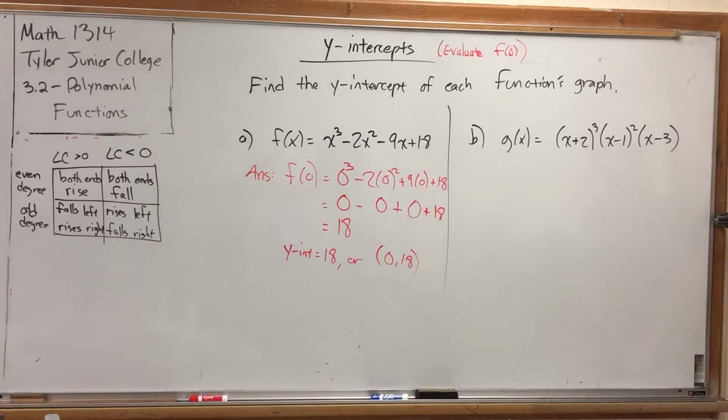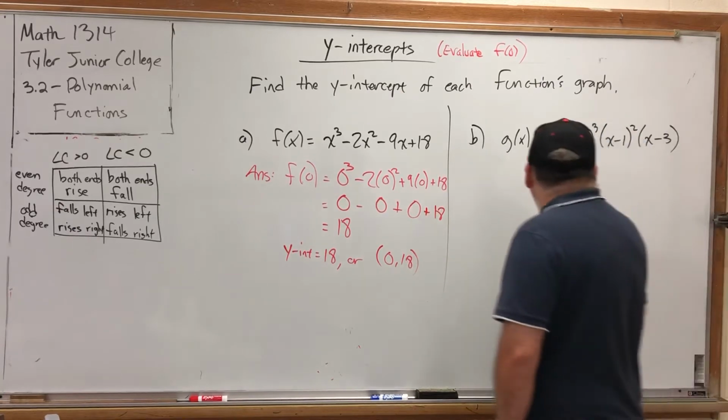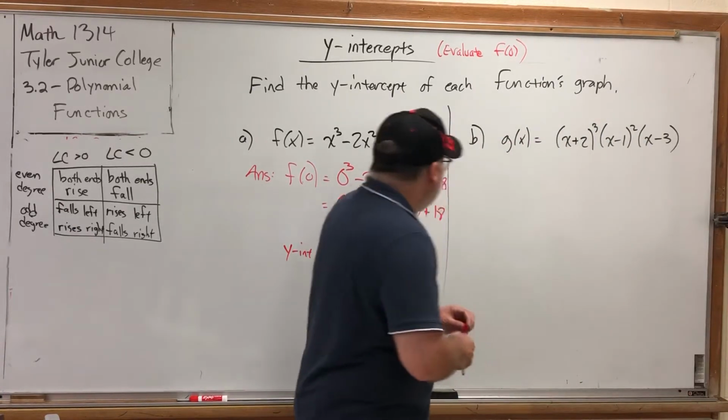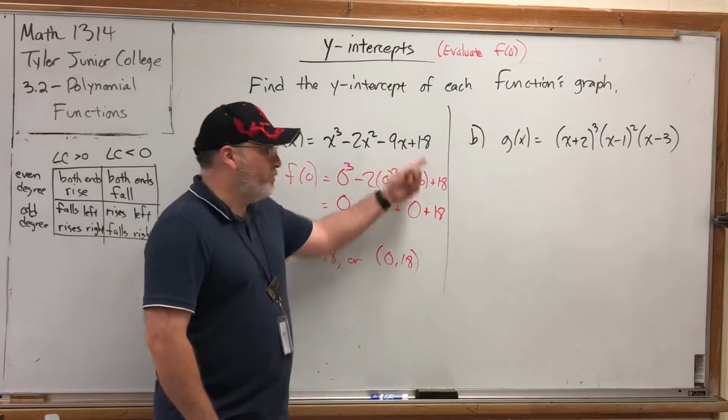What about B? G of x equals (x plus 2) all raised to the third power times (x minus 1) raised to the second power times (x minus 3). Can you do this one mentally? It's possible because the numbers don't get out of control. I know what it is, but do you? And you can't just look at it and go 18 like I did on this one.